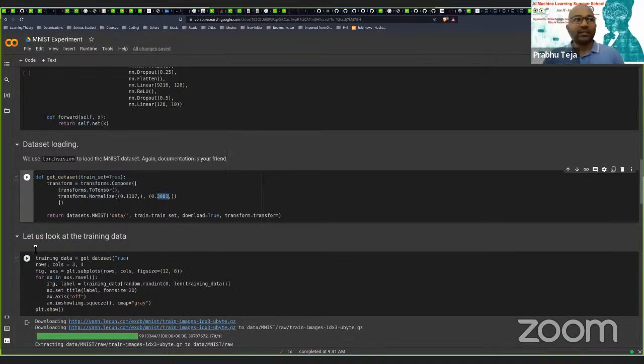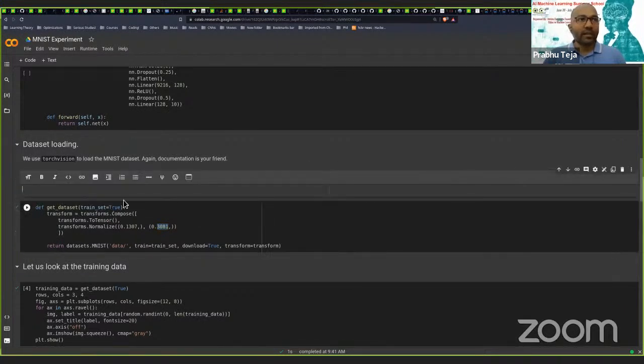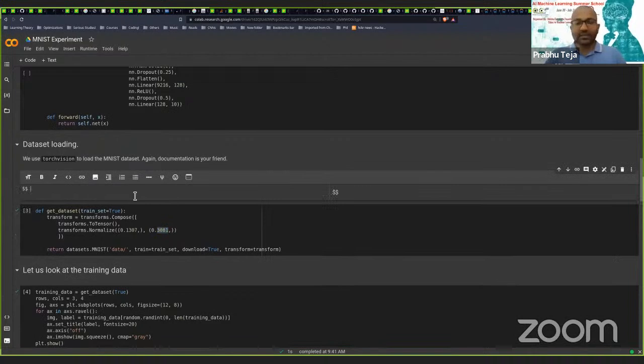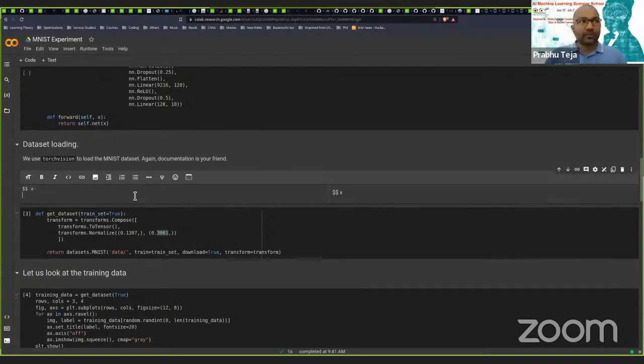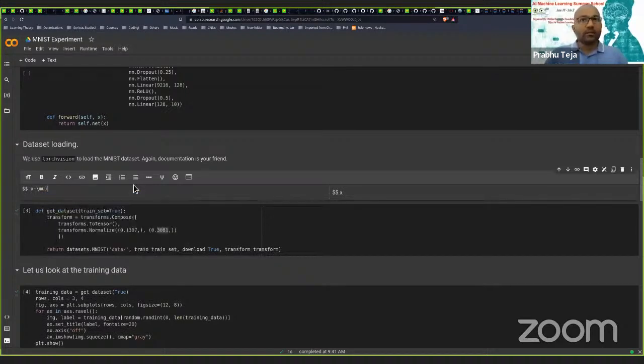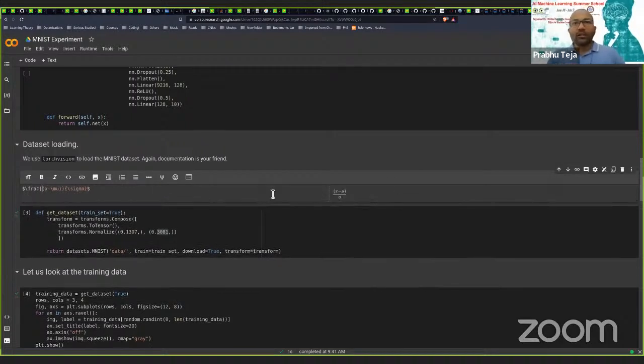And transforms normalize. Okay, so let us see if we can do that quickly. Transforms normalize applies an operation like this: X minus mu, by sigma. So the operation that I'm doing here is x minus mu by sigma. X is the input, mu is the computed mean, sigma is the computed standard deviation. That is what normalize implements.